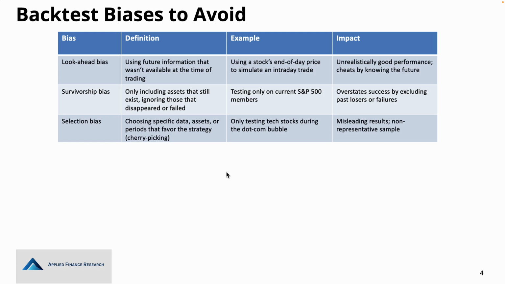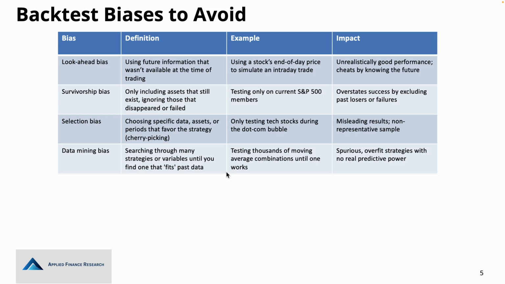The next bias up is data mining bias, and that's searching through many variables or strategies until you find one that fits the past data. An example would be testing thousands of different moving average combinations until finding one that works. The result of that is that you get spurious, random, non-relevant results that are way overfit, and they don't have any real power going forward.